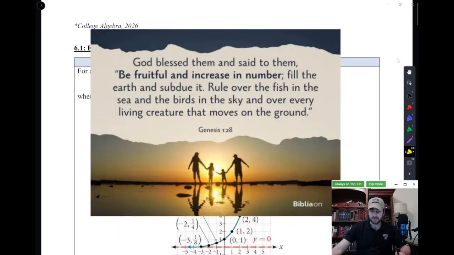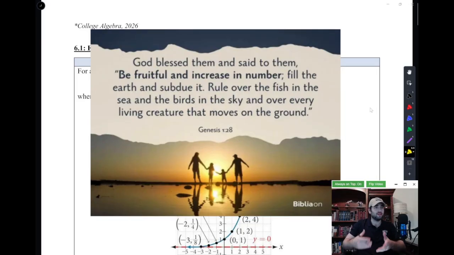This is what I think is interesting, one of the first mathematical functions introduced into the world. So in Genesis 1:28, God blessed them, and he said to them, "Be fruitful and increase in number. Fill the earth and subdue it. Rule over the fish in the sea and the birds in the sky and over every living thing that moves on the ground." So whether or not the function was calculated, exponential functions started with the first two people.